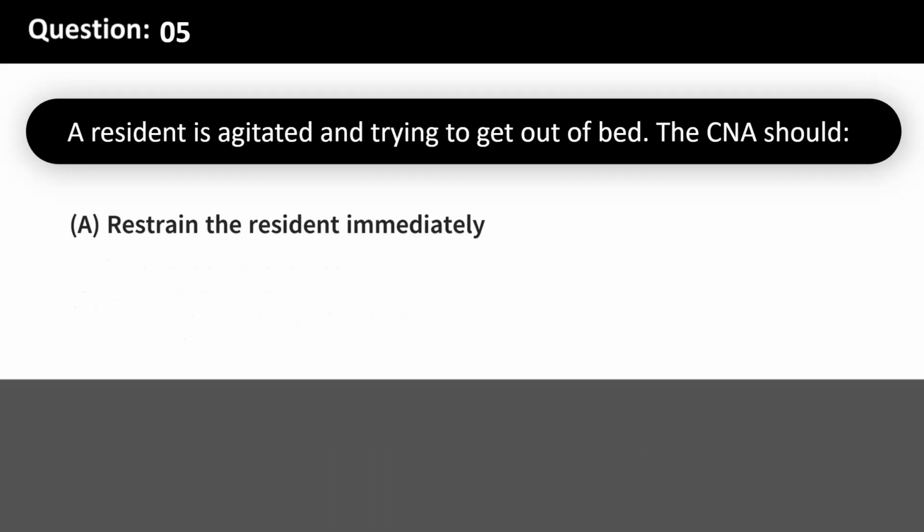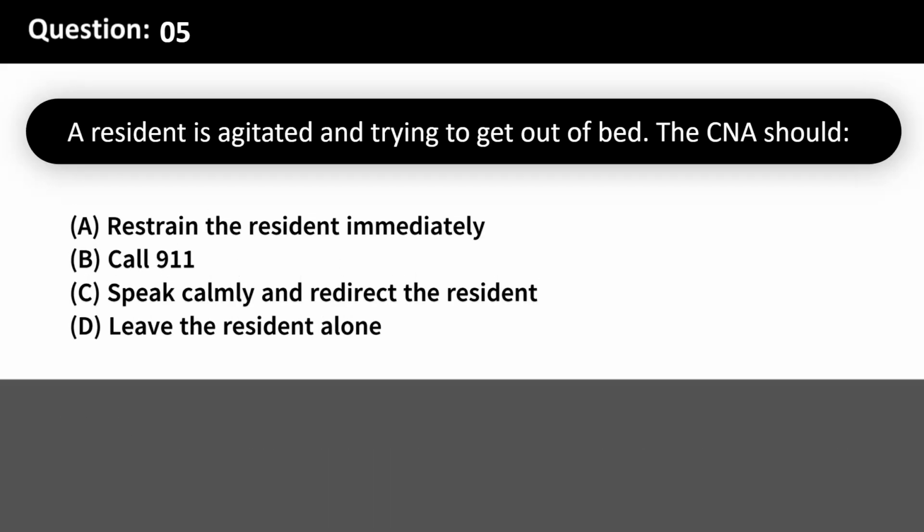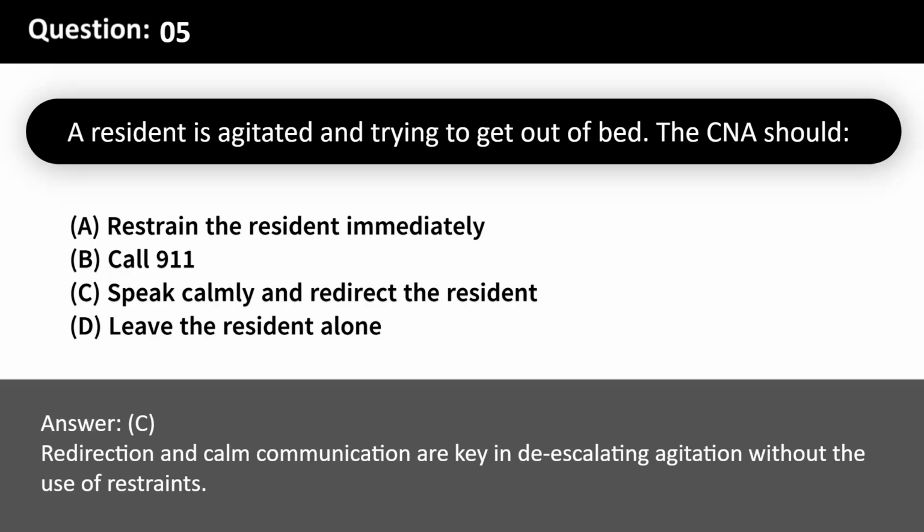A resident is agitated and trying to get out of bed. The CNA should: A. Restrain the resident immediately. B. Call 911. C. Speak calmly and redirect the resident. D. Leave the resident alone. Answer: C. Redirection and calm communication are key in de-escalating agitation without the use of restraints.